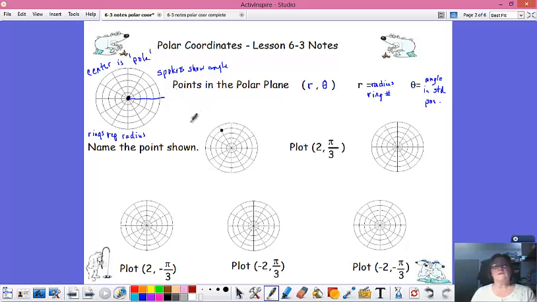So with that little background, we're going to ask you to come down here and we're going to do a series of activities that help us to recognize where points lie in the polar plane. Here's the initial side of the angle for this point, and here's its terminal side. If we're going to name that point, then we need to know which ring number it's on. So it's on the 1, 2, 3, 4th ring.